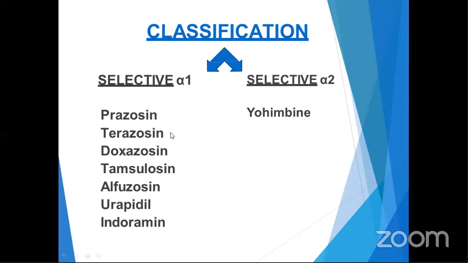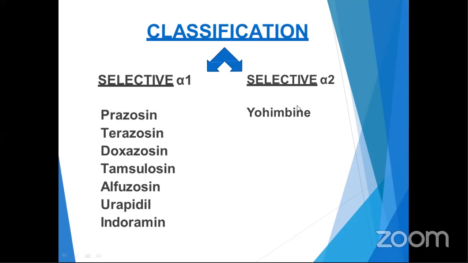These are the drugs, but for UG's sake, the UG students should at least remember the first four drugs: prazosin, terazosin, doxazosin, and tamsulosin. In the alpha 2 category, that is the selective alpha 2 blocker, you have one important drug, only one important. There are others also, but I have omitted them. There is only one important drug that should be remembered, and that is yohimbine.